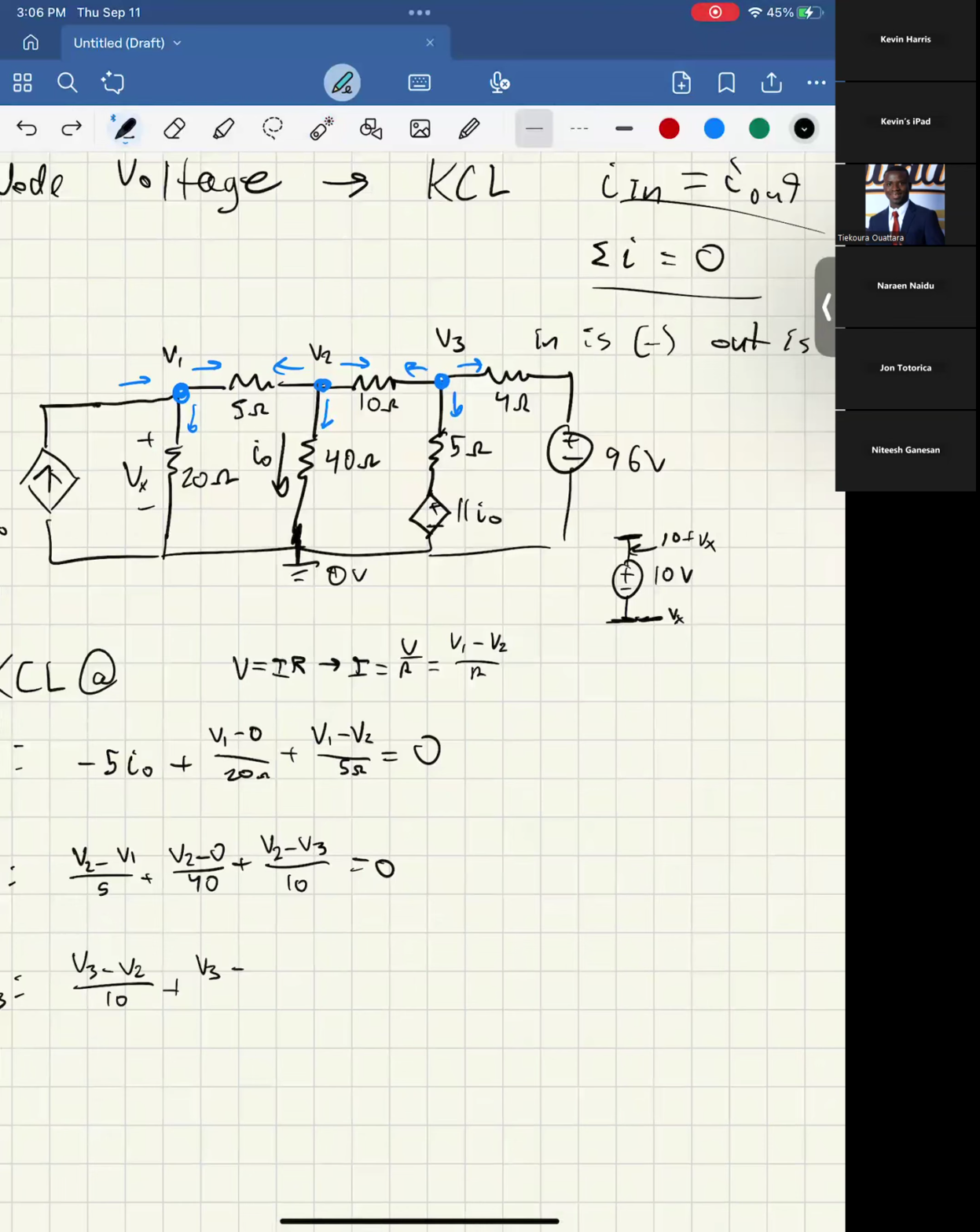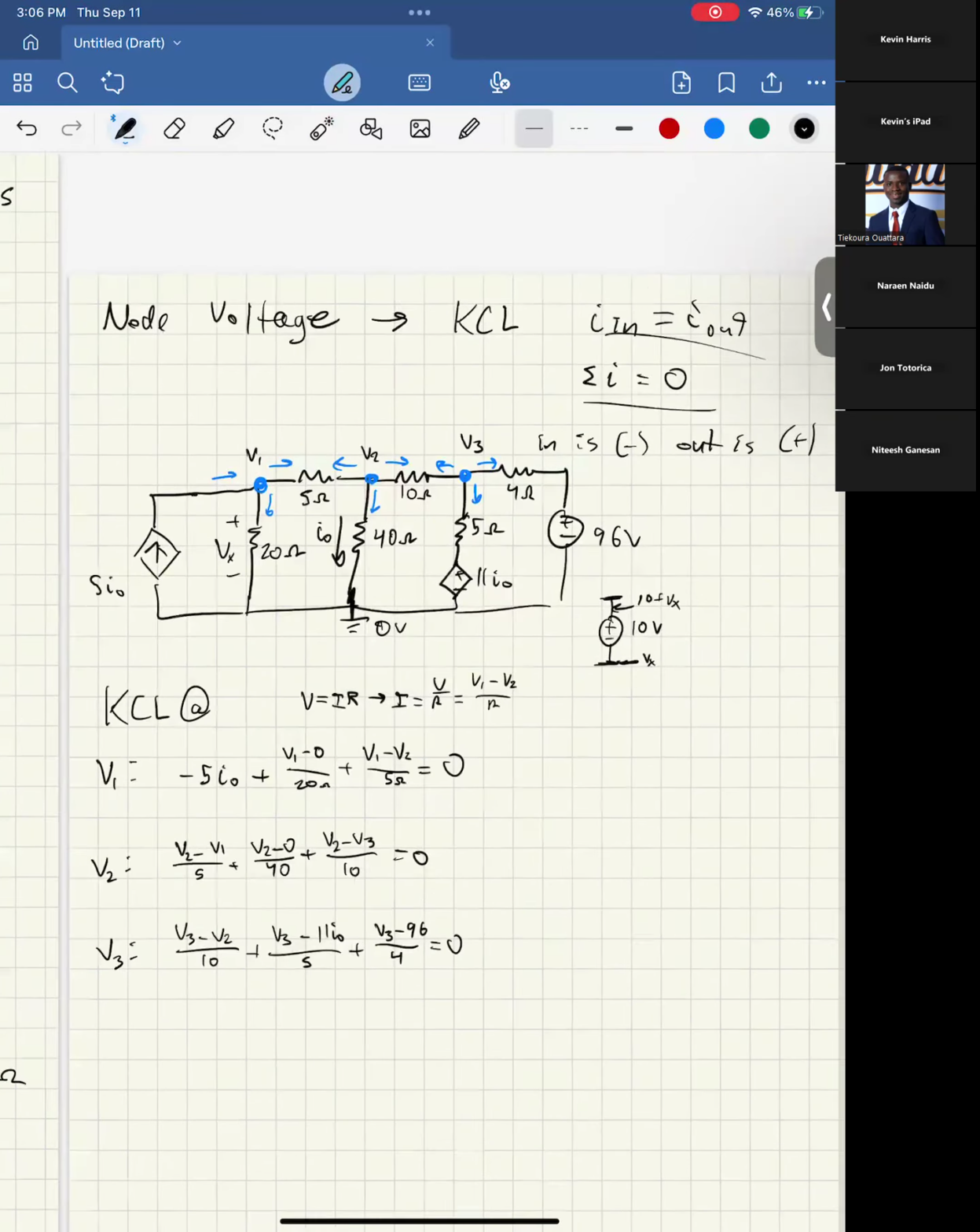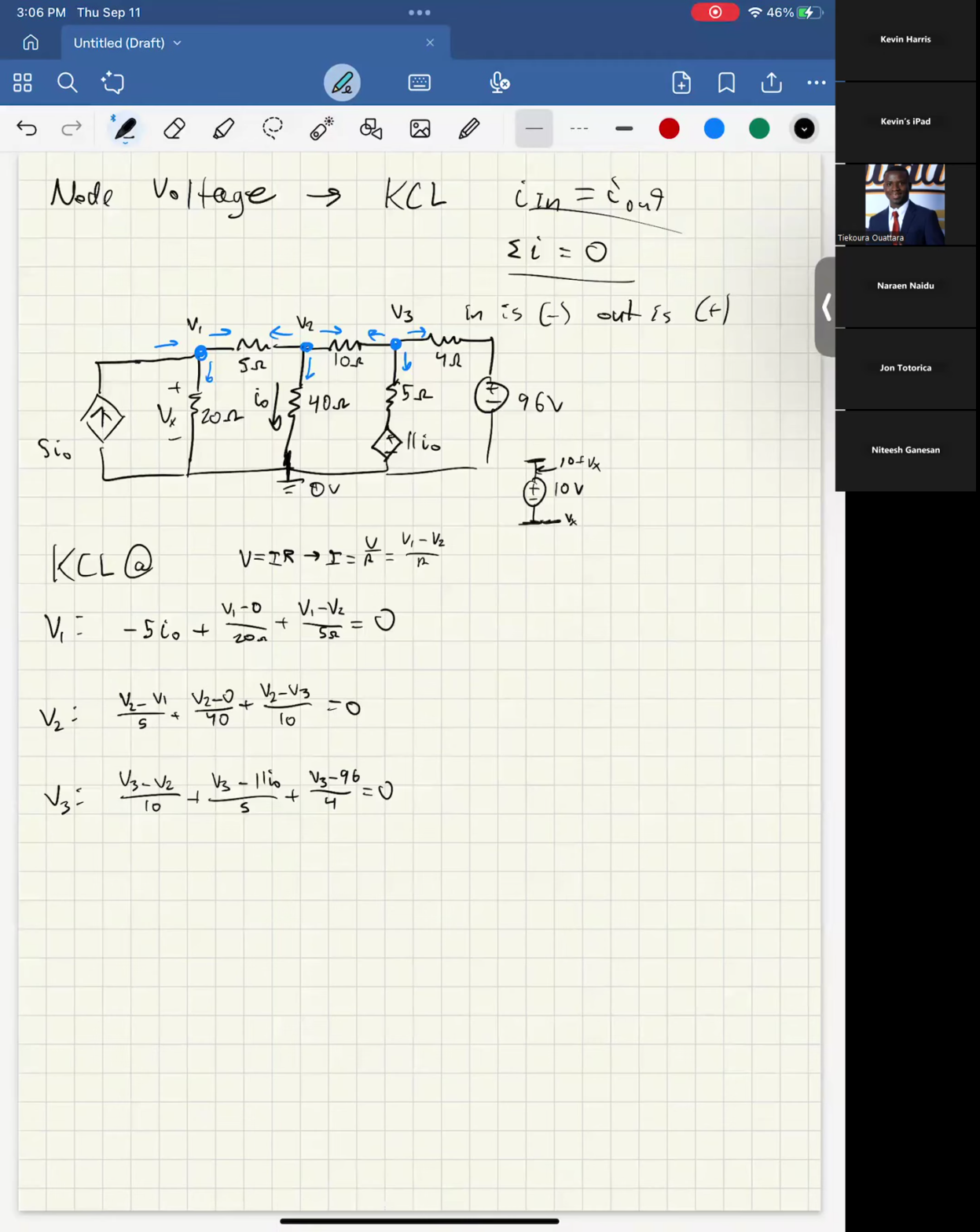So for the current going down, we'd have V3 minus 11 I naught over 5. And going to the right, we'd have V3 minus 96 over 4 equals 0. If you were to write out all these equations, you'll notice we only have 3 equations, but we have 4 unknowns right now. So you would need to write a fourth equation to figure out what that I naught is.